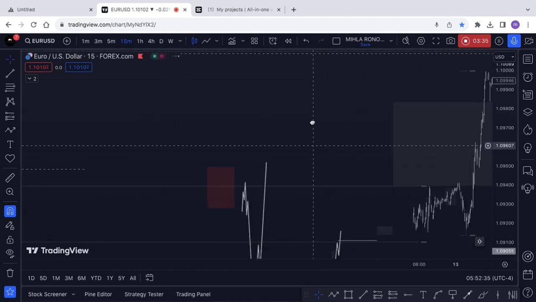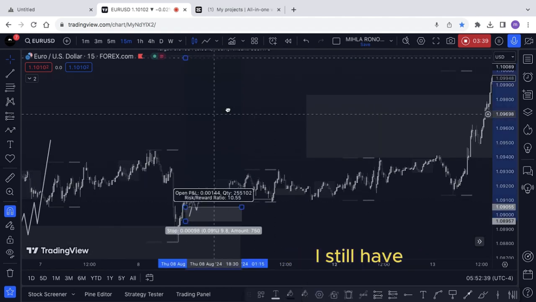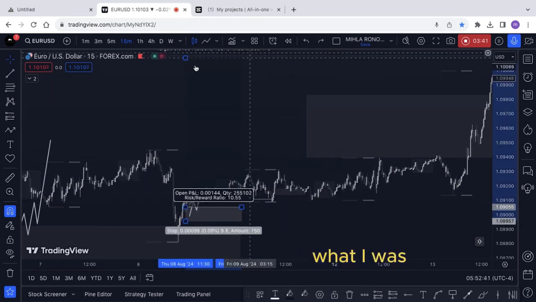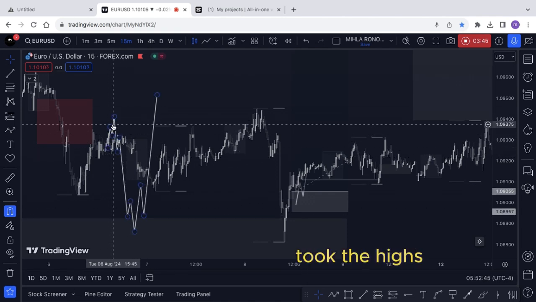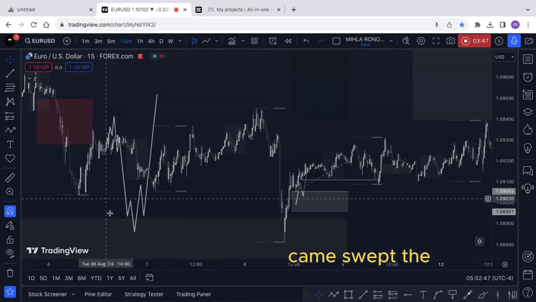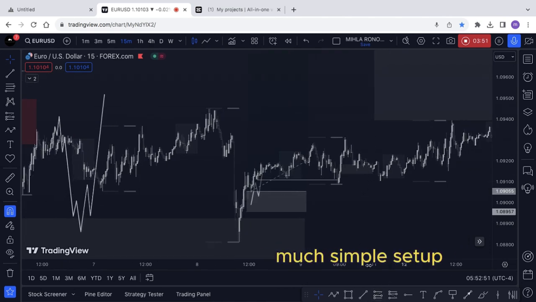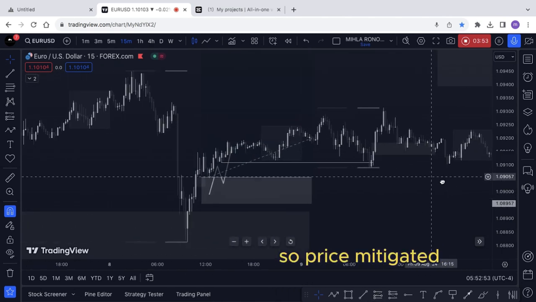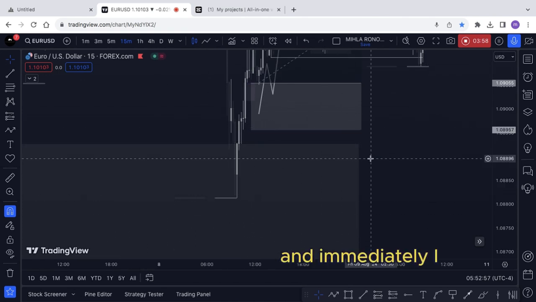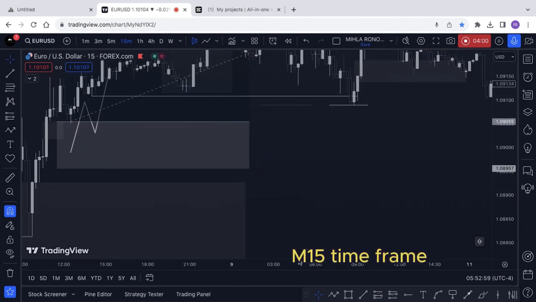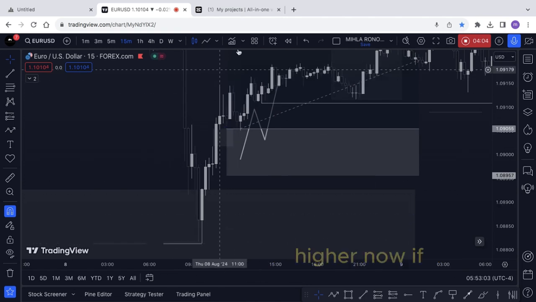Okay, as you can see, I still have my forecast of what I was expecting, which clearly happened to the T. Price came, took the highs, came, swept the lows, and reversed. That was a very simple setup I had. Price mitigated the 4 hour fair value gap, and immediately I went to the M15 time frame because I was confident enough that price was going to go higher.